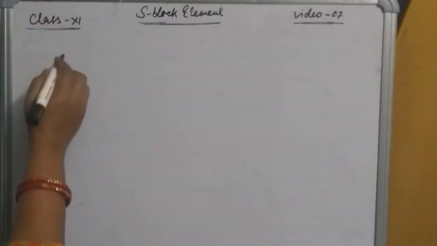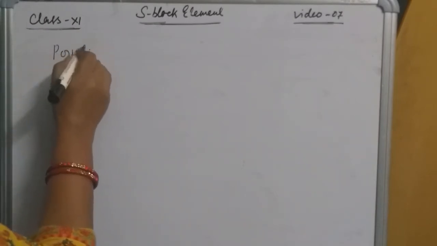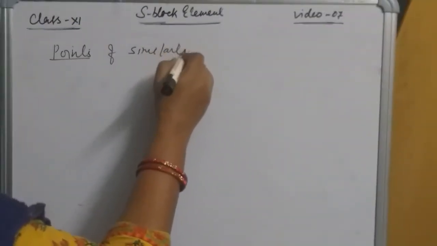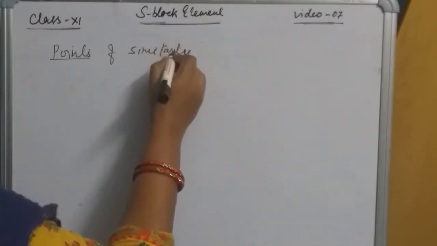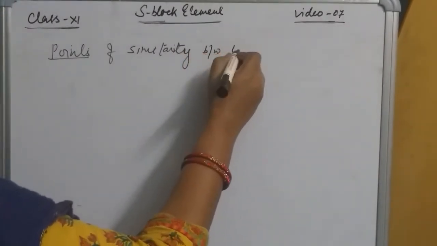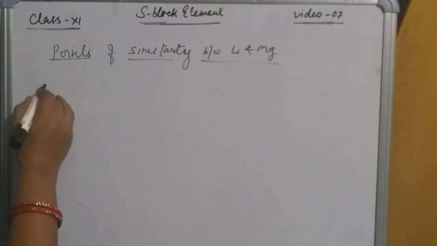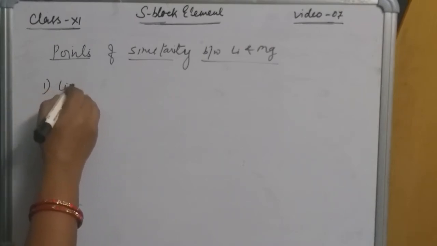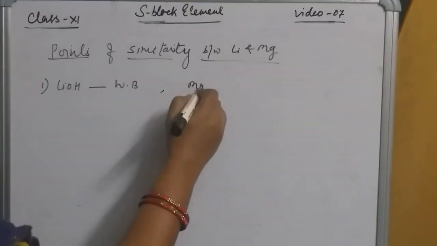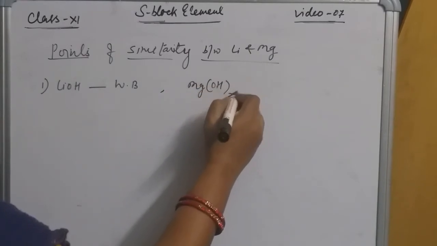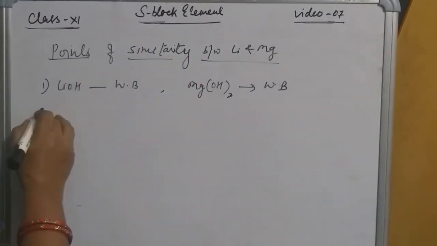Today we will discuss the points of similarity between lithium and magnesium. What are the similarities between lithium and magnesium? How are they diagonally related, or show the same property? Lithium hydroxide is a weak base. Magnesium hydroxide is also a weak base.